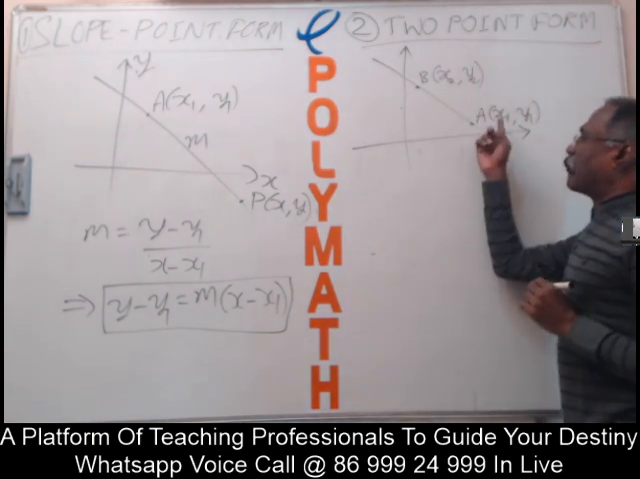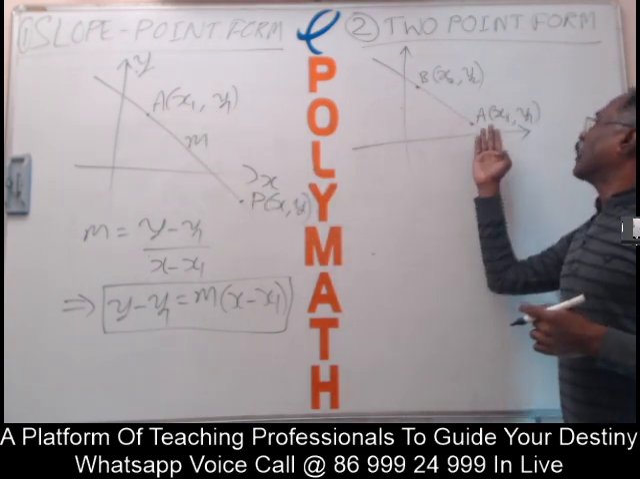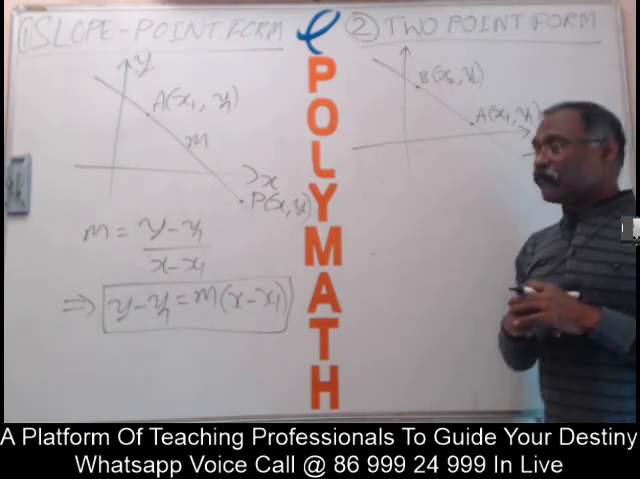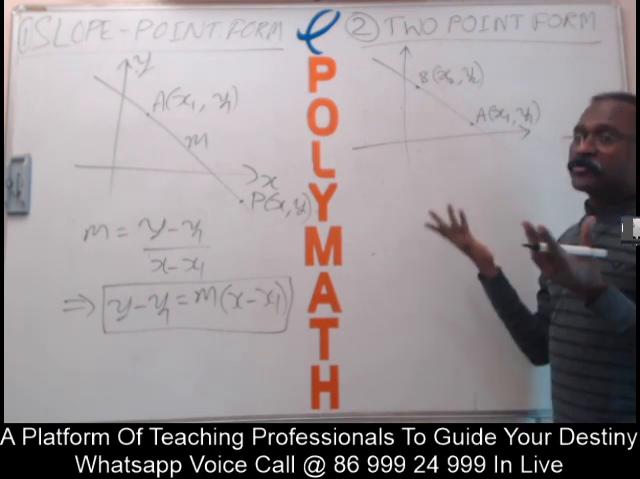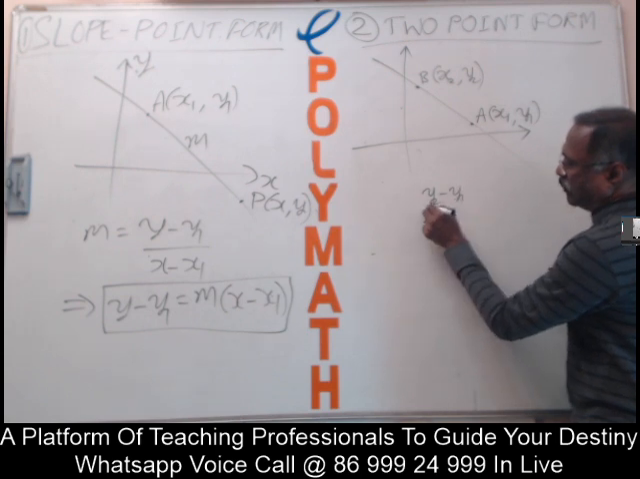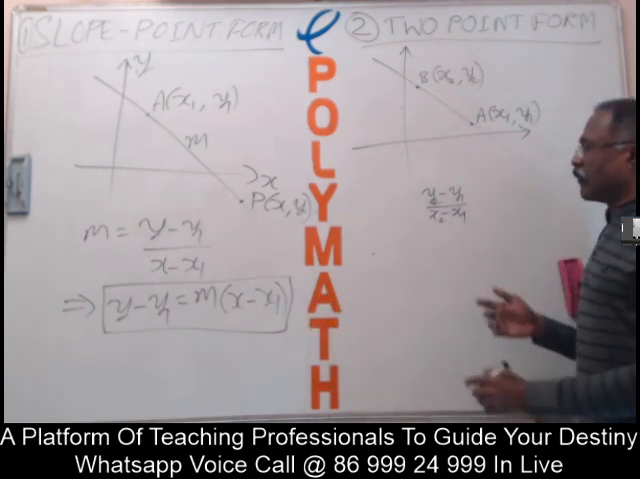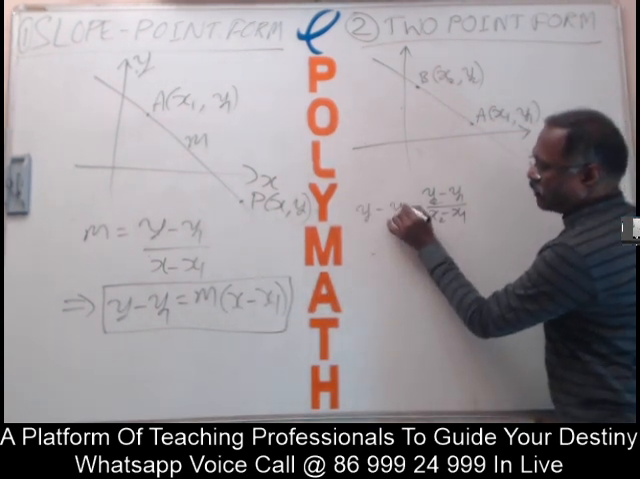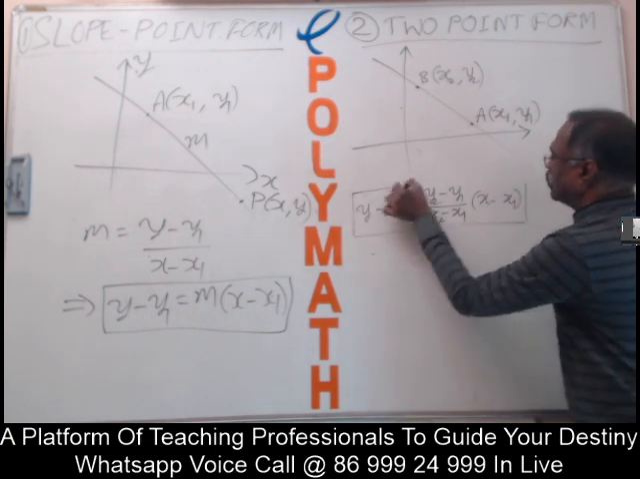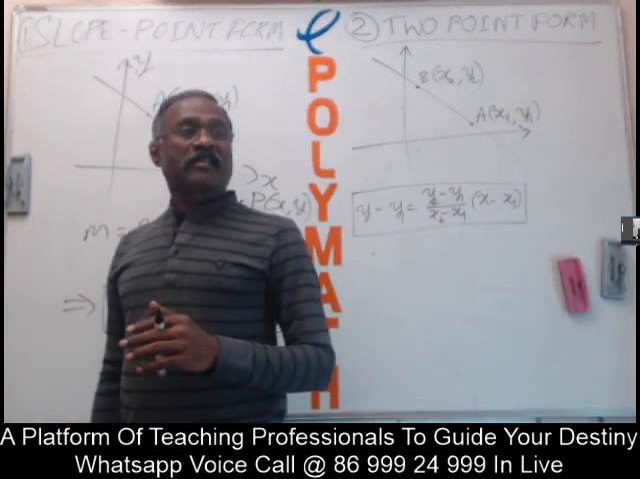Now, a point is (x1, y1). Instead of slope, you are given another point. What is the slope of AB? It is (y2 minus y1) by (x2 minus x1). So replace m with this one and the rest is all the same: y minus y1 is equal to m into (x minus x1). That's all. This is the second form.